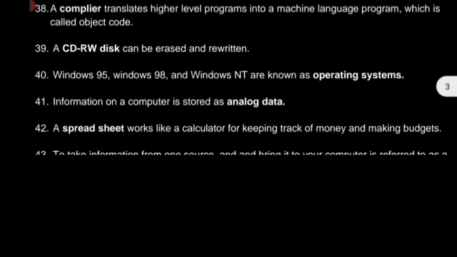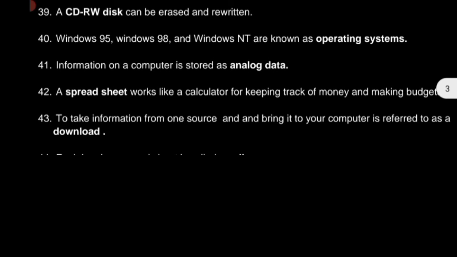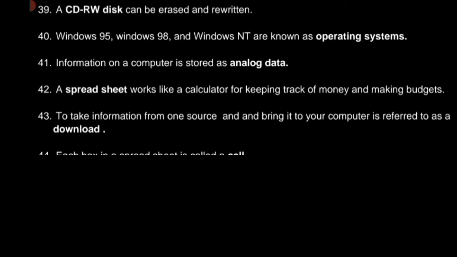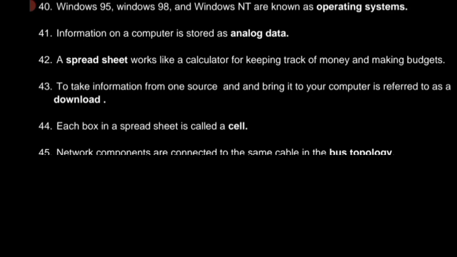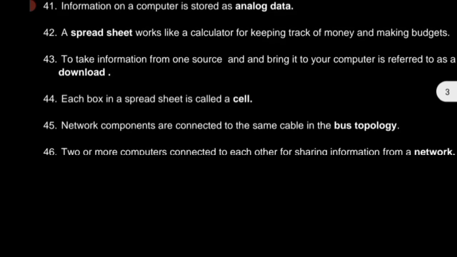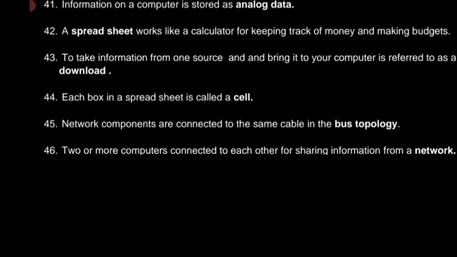38 point is a compiler translates higher level programs into machine language program which is called object code. 39 point is a CD-RW disk can be erased and rewritten. 40 point is Windows 95, Windows 98 and Windows NT are known as operating systems. 41 point is information on a computer is stored as digital data.